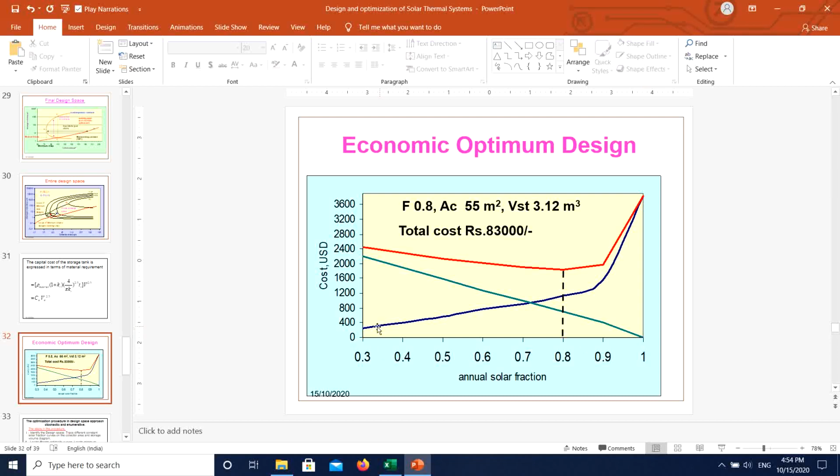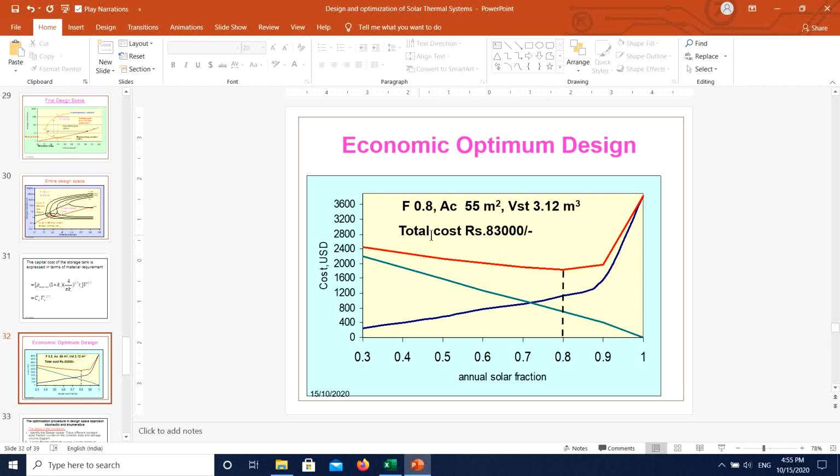Okay, so if you sum up both the costs, it will result into a curve like this. So initially what happens, the cost goes on reducing as the solar contribution goes on increasing. It hits a minimum here. This is the optimum. It hits the minimum at 0.8 solar fraction, and then again goes on increasing to the highest. Why? Because here the capital cost of solar energy goes on increasing, so the total cost of the system goes on increasing. Okay, that's why this is the optimum figure.